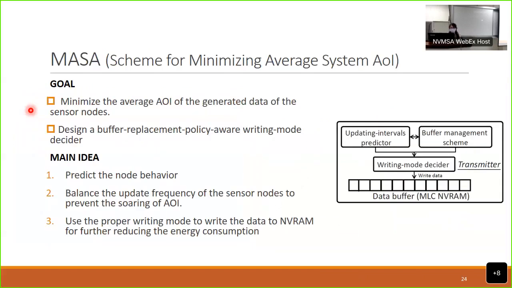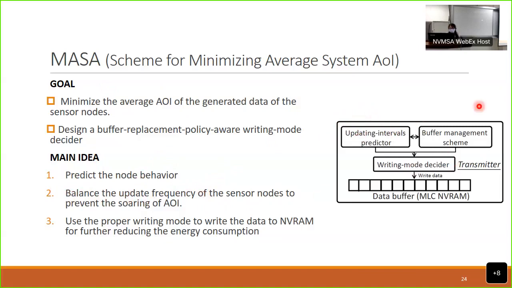Okay, so with this observation and our motivation, we propose a method called MASA, which means the scheme for minimizing average system age of information. The goal of MASA is to minimize the average AoI and design a buffer replacement policy aware writing mode decider. The main idea of MASA is first to predict the node behavior, so we design an updating interval predictor.